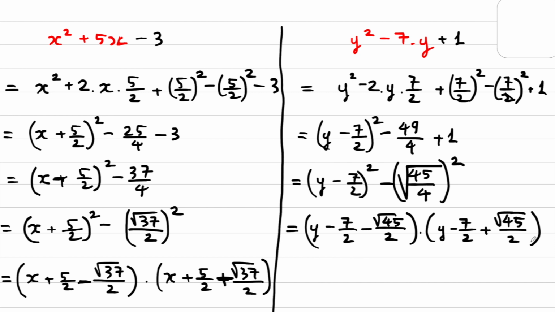This means you complete the square first and then factorize by the difference of squares. Okay, that's it. Thank you so much for watching this one, and be very careful about this kind of question. This is not easy, very difficult.